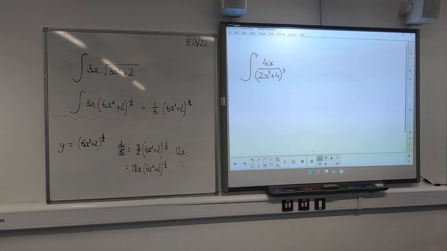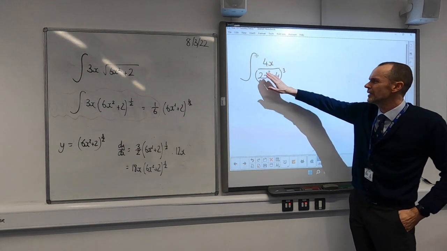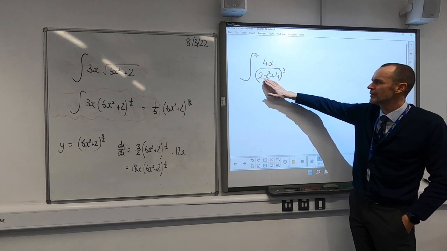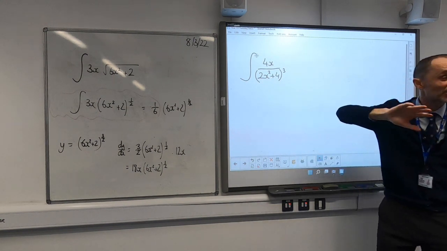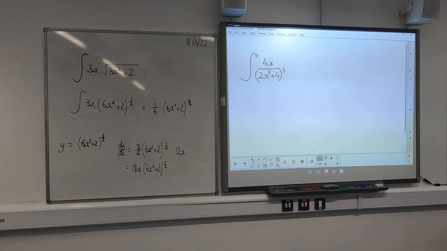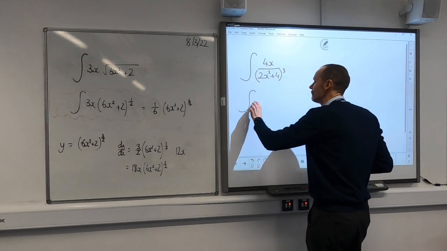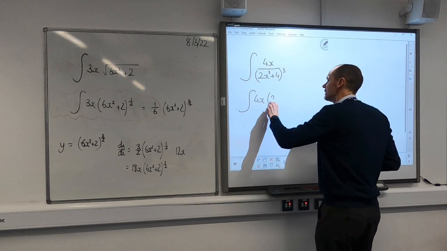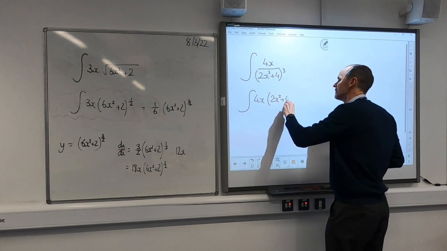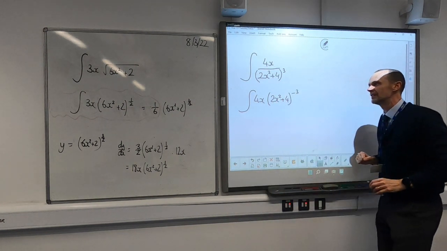Surely this is a log one, isn't it? I mean, log one where this looks a bit like what you get when you differentiate this, and in this case, looks exactly like what you get when you differentiate that. But no, we've got the power in there. So this isn't a log one. This doesn't come from a log. So let's do what we did there. Let's rewrite it like that.